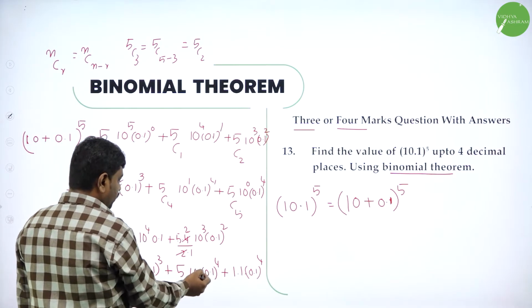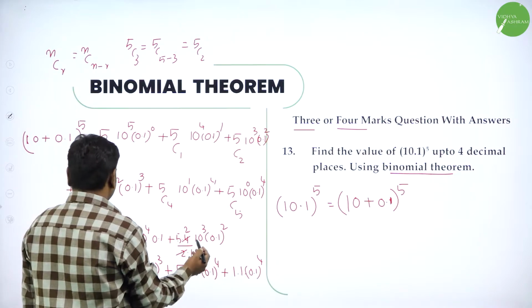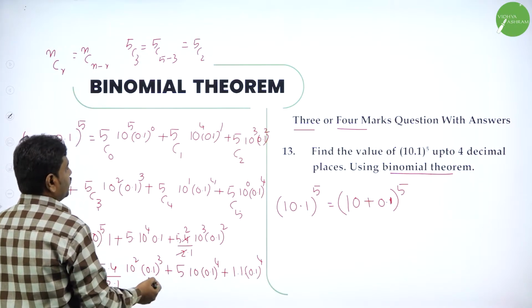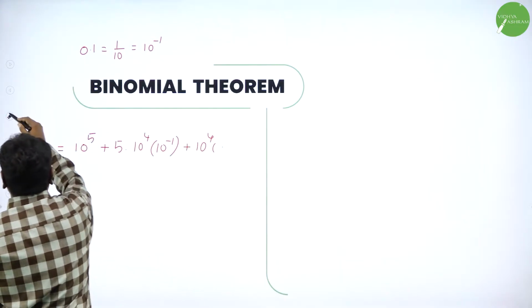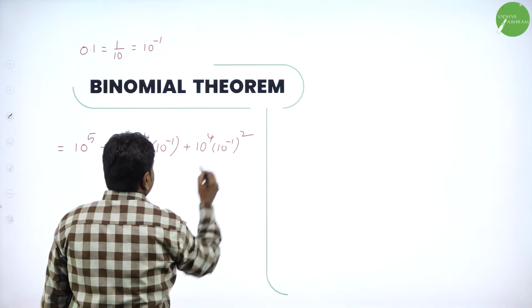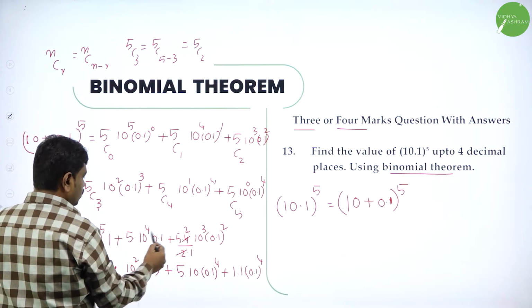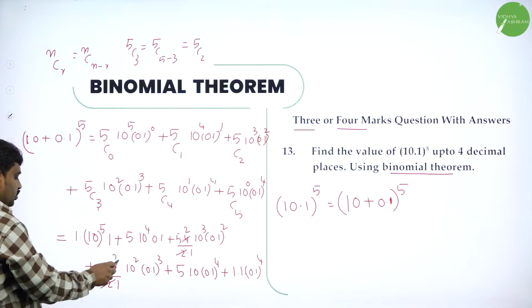So plus 10 power 4 into 0.1. Now 0.1 square can be written as 10 power minus 1 whole square. Instead of 0.1 square I'll write it as 10 power minus 1 whole square. So 1, 2, 3 terms I've written. Fourth term. Again 5, 2 ones are 2, 2 twos are 5 twos are 10.